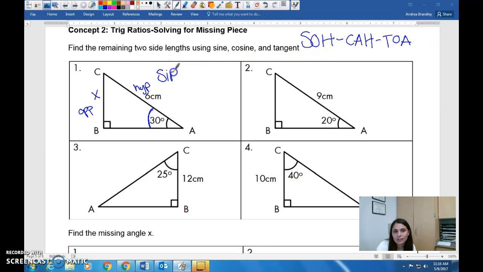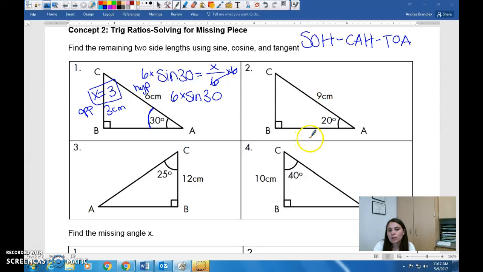So I'm going to use sine, and the sine of 30 is equal to the opposite, which is x, over the hypotenuse, which is 6. So now I can solve this for x. I'm going to multiply by 6 on both sides, and then these 6's cancel, and x equals 6 times the sine of 30. Sines, cosines, and tangents can be calculated in a calculator. So if I do 6 times the sine of 30, I'm left with 3. So x equals 3. I've solved that side. That side is 3 centimeters.